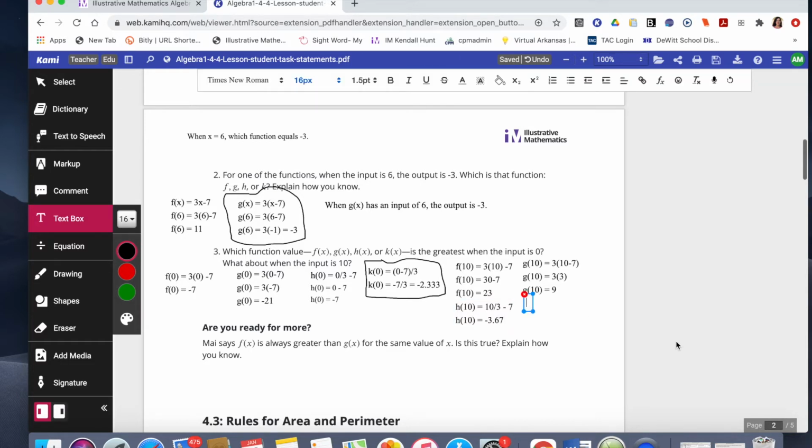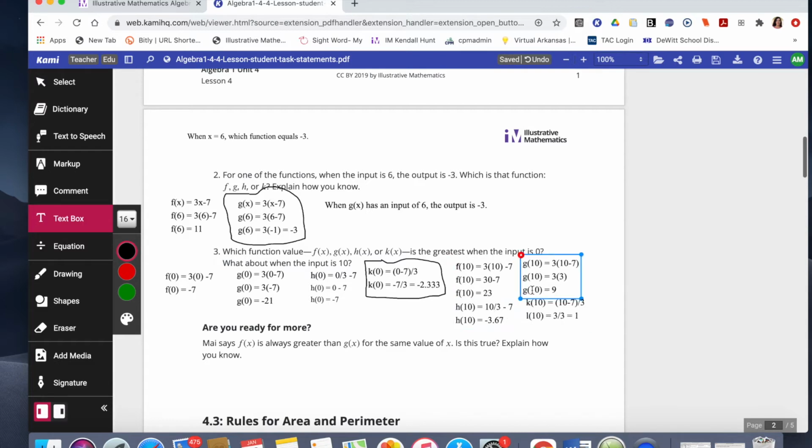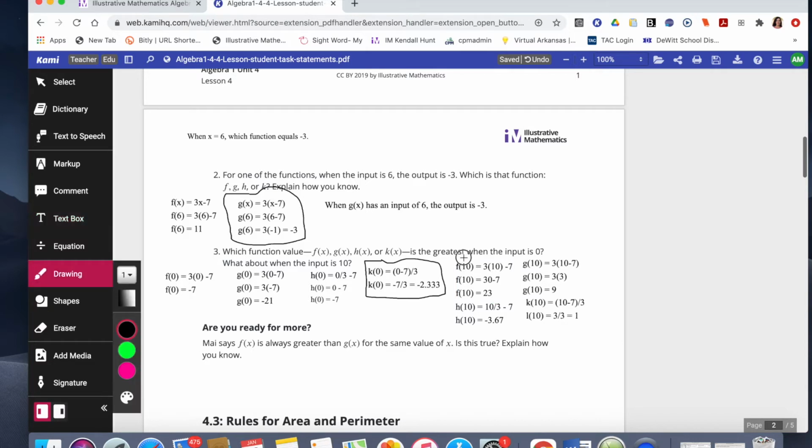Okay, then k. K of 10 equals 10 minus 7, and then all of that is divided by 3. Well, 10 minus 7 is 3 divided by 3 equals 1. So looking at all 4 of these, the largest one would be f. So when the input is 10, the largest function is going to be f with an output of 23.